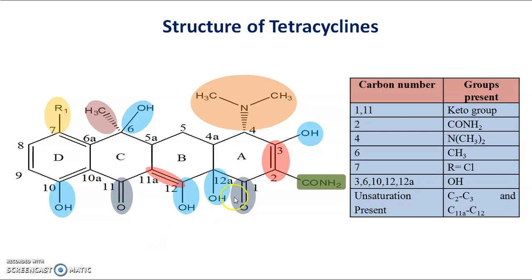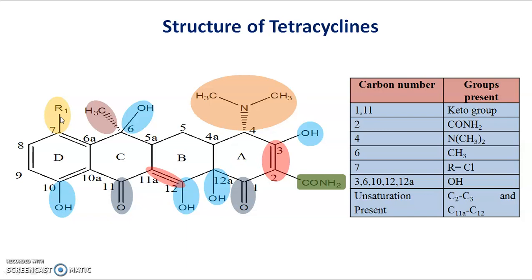Tetracyclines contain a keto group at the first and 11th position. At the second position, there is a CONH2 group. At the fourth position, we have a dimethyl amino group. And there is a methyl group and an OH group at the 6th position. At the 7th position we have an R substitution.